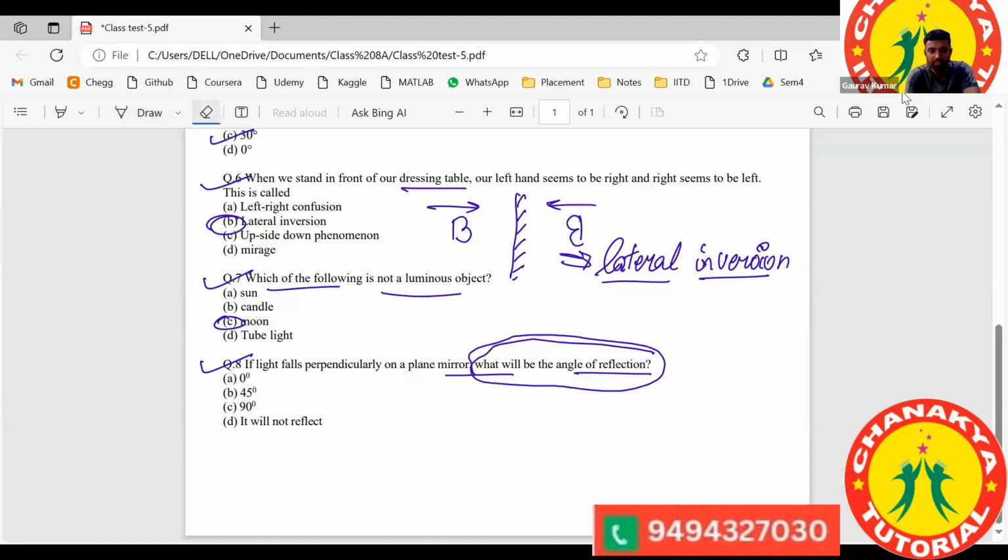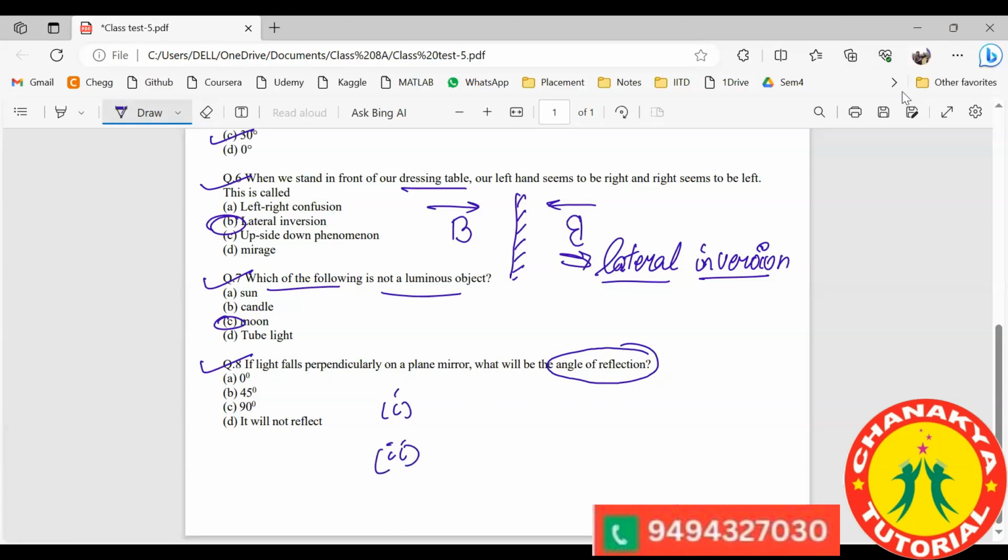Let me explain this again, because some of you have done it wrong. Some of you did 90 degrees, so 90 degrees is not correct. We are talking about angle of reflection. Tell me, what are the two laws of reflection? The angle of incidence is always equal to the angle of reflection, and the point of incidence, the point of reflection, and the plane will lie on the same plane and on the same point.